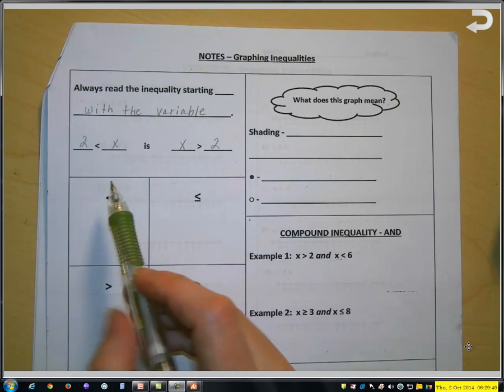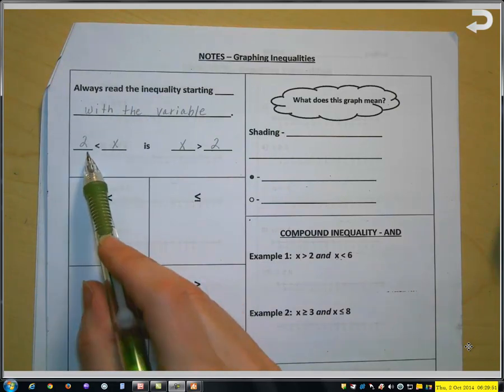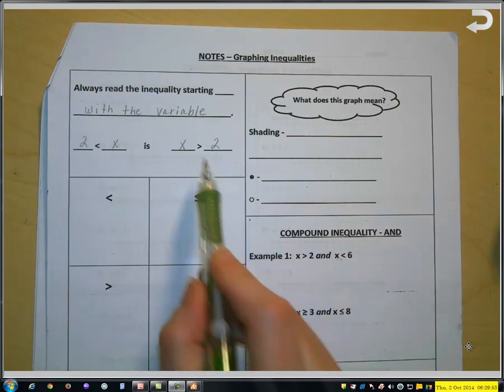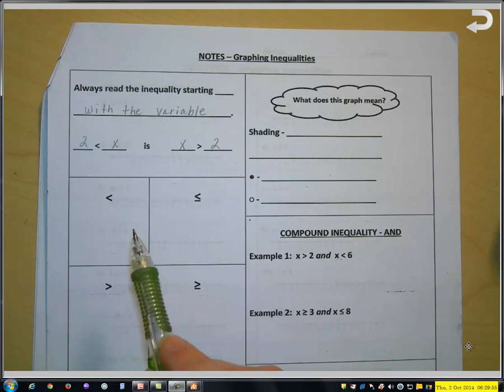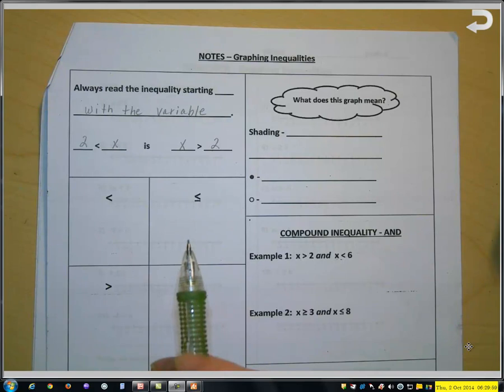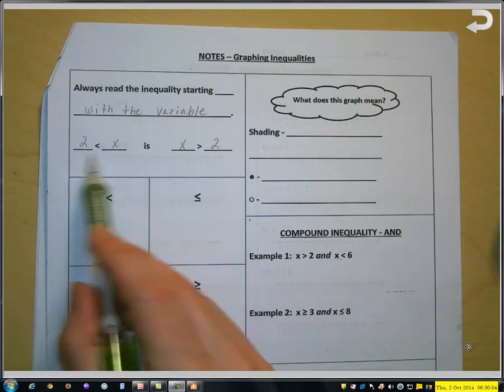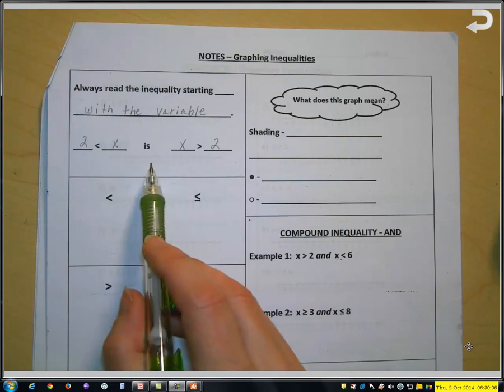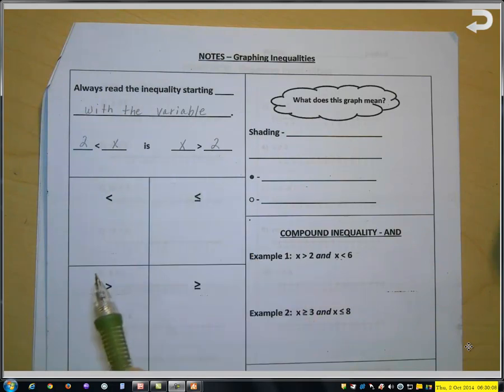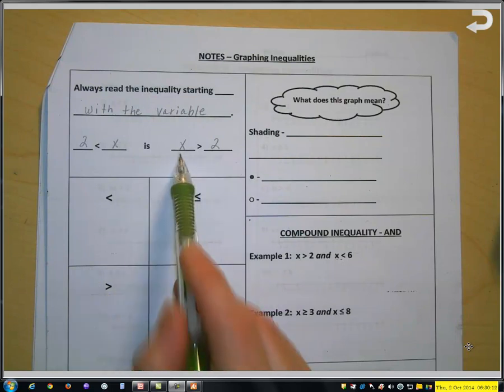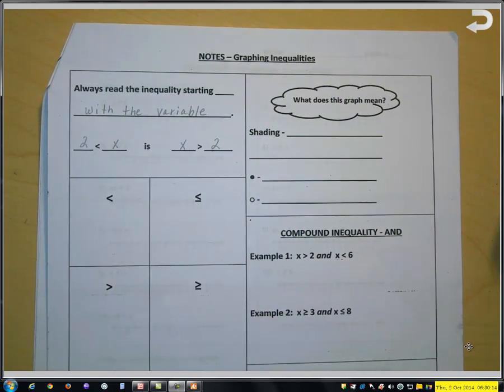Notice that when I changed the position of the x and the 2, I also changed the direction of the inequality sign to keep the inequality the same. So 2 is less than x is the same as x is greater than 2. And when you're trying to graph an inequality, you always want to read it starting with the variable.